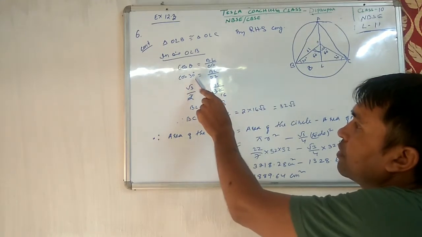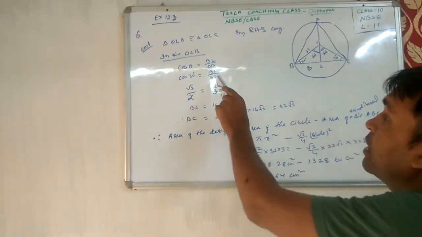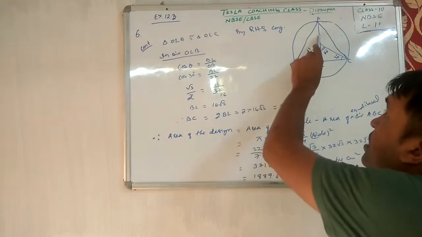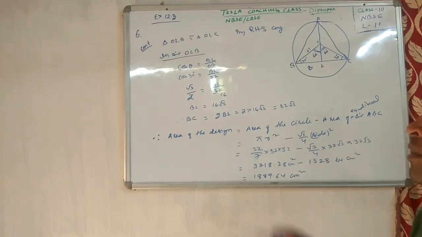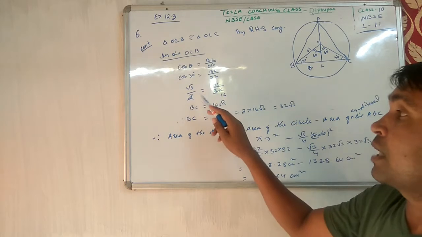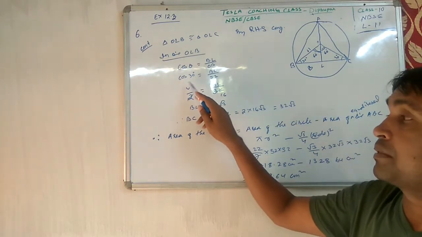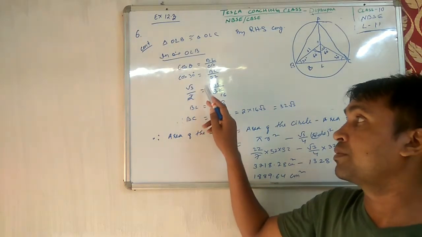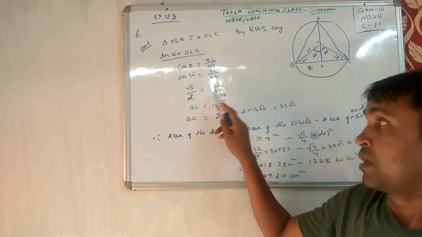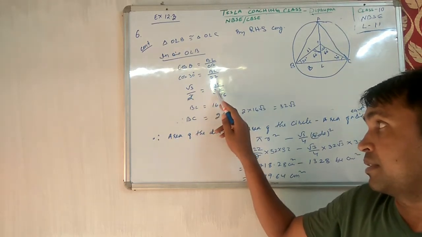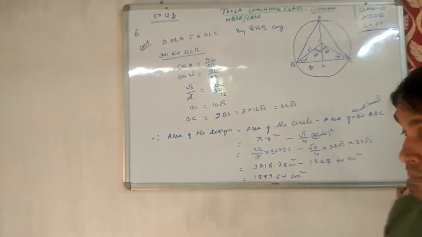So we have written here cos 30 equal to BL by OB, and OB is what? OB is nothing but the radius. It is already given. What is that? 32. So now cos 30 value we are putting: root 3 by 2 equal to BL by 32. So this 2 and this 32 can be cancelled, it will be 16.